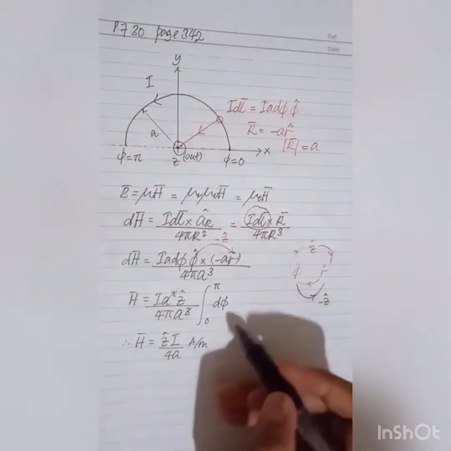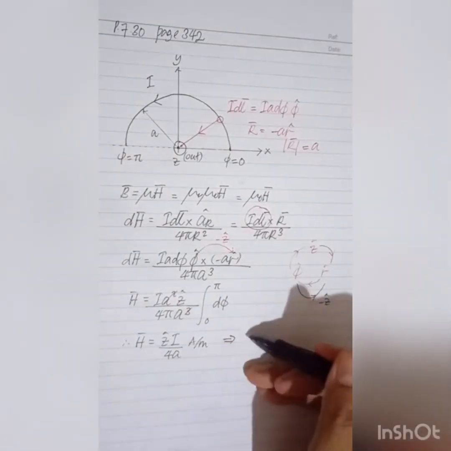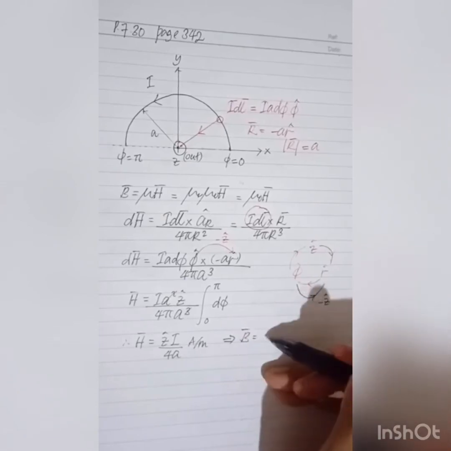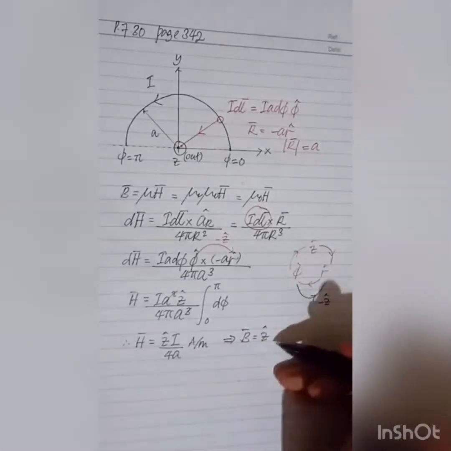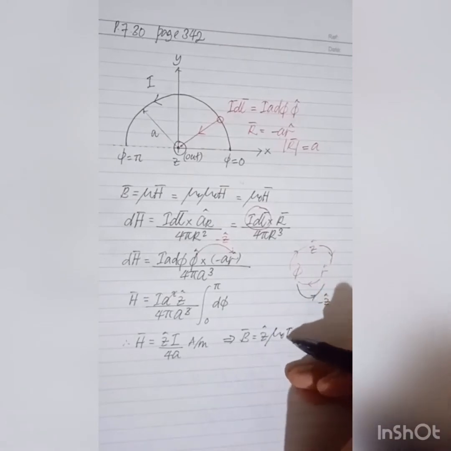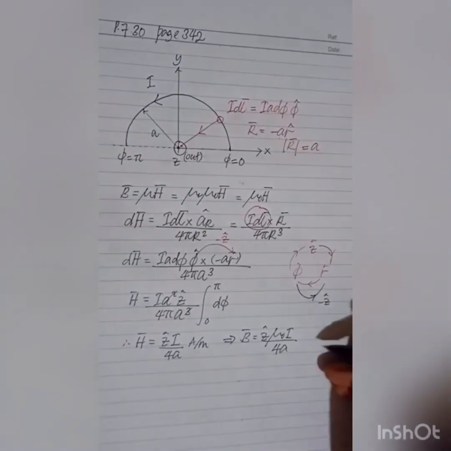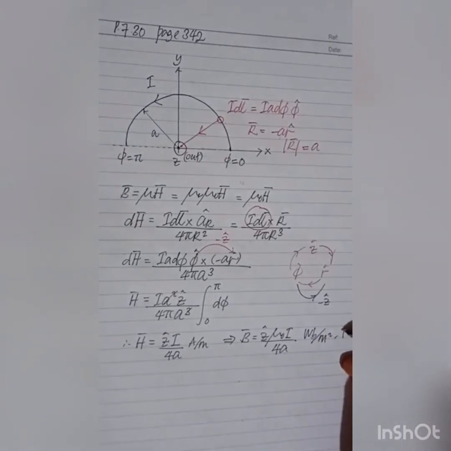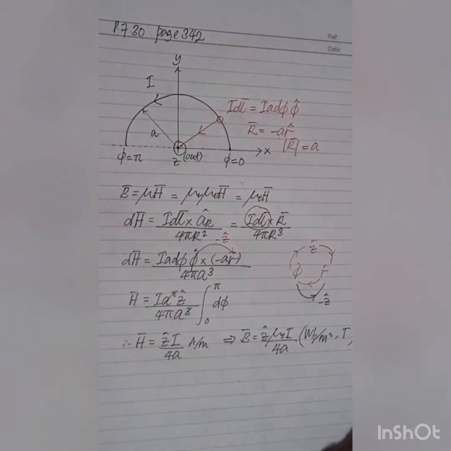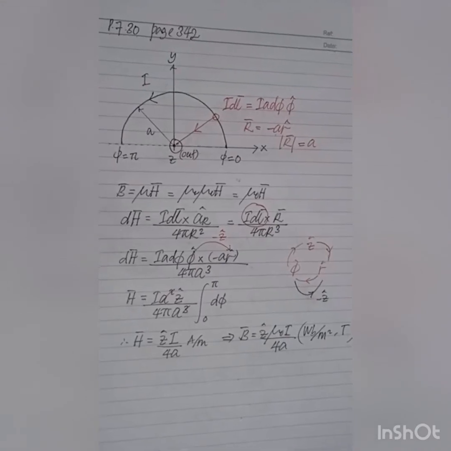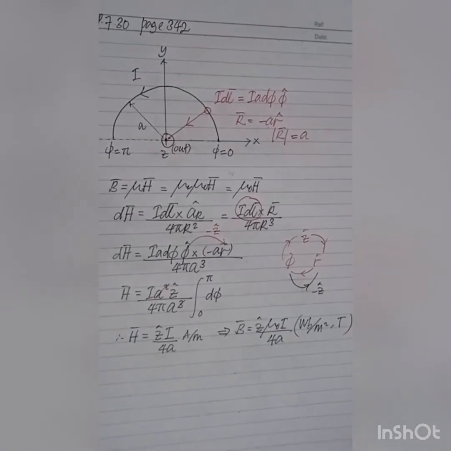Now you can simply find the B from this: B equals mu_naught I over 4a in the z direction, and it has units of Weber per meter squared or Tesla. So this is the result for this problem. Please help yourself redo it and understand the flow. Okay, thank you.